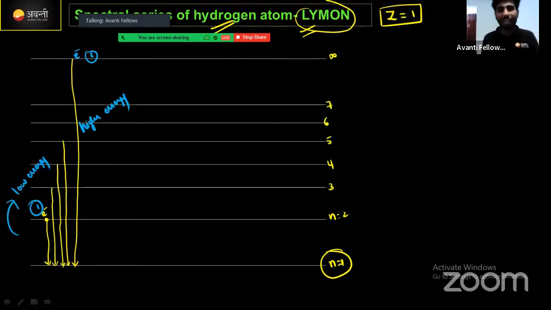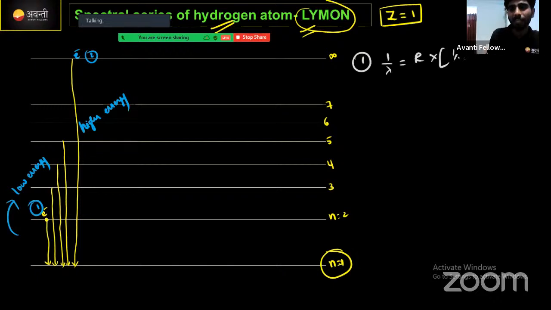Now we'll calculate this through the formula, then we will get an idea about it. To calculate this, we have to calculate the wavelength first. You know the meaning of wavelength: 1 by lambda is equal to R into 1 by n1 square minus 1 by n2 square. Now I will write the R value. This R value is nothing but 1.067 into 10 to the power of 7 per meter. This is the value of R. We call this the Rydberg constant. I already told you.